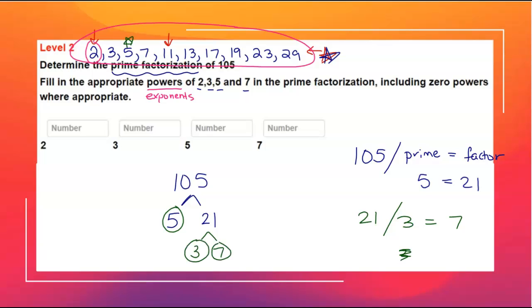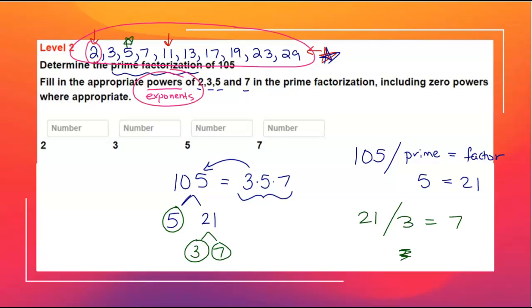And 3 is prime and 7 is prime. So 105 is actually done right now. It's 3 times 5 times 7. So no matter how you multiply these prime numbers, you'll always get to 105, and there's no other factors that are prime that multiply to 105.